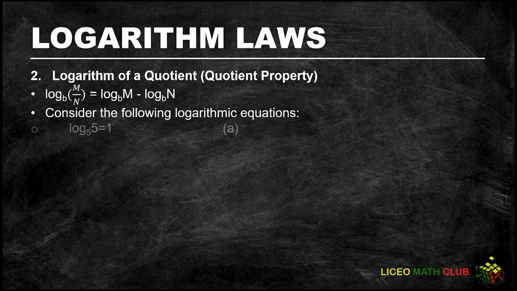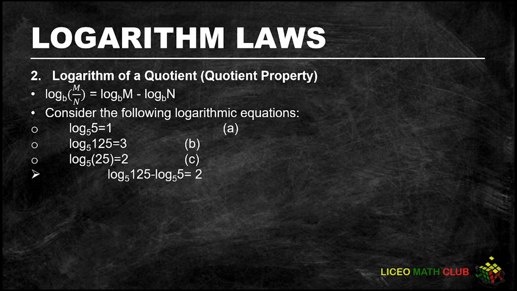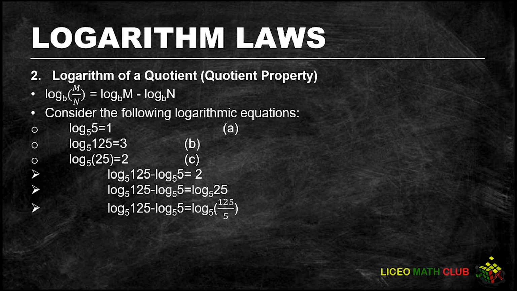Consider the following logarithmic equations. If we subtract a from b, we get the equation log base 5 of 125 minus log base 5 of 5 is equal to 2. Notice the 2 is the value of log base 5 of 25. Also, notice here that the argument of the right-hand side is equal to the quotient of the arguments of the left-hand side, wherein 125 divided by 5 is equal to 25. This shows the quotient property.